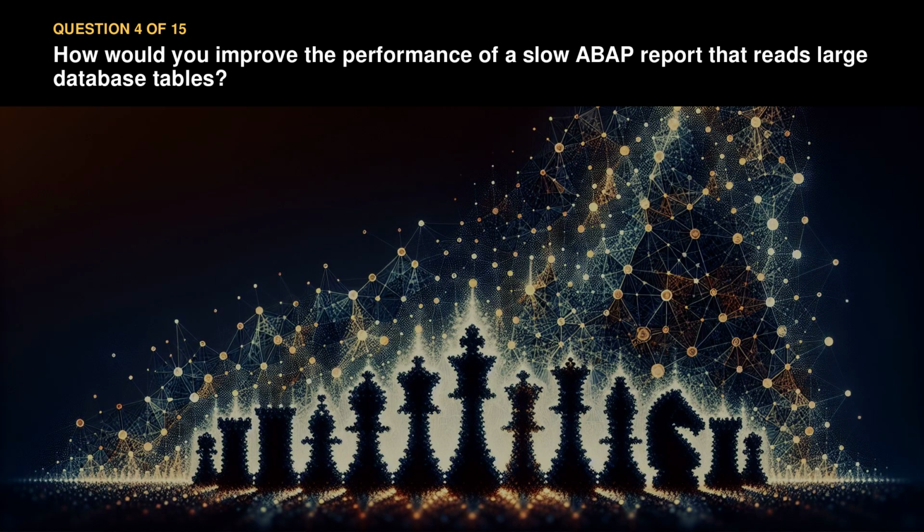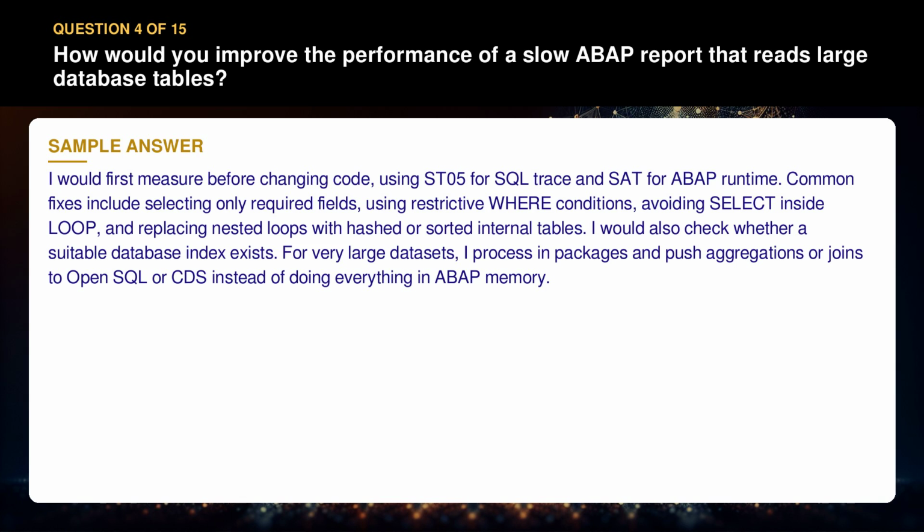Question 4. How would you improve the performance of a slow ABAP report that reads large database tables? I would first measure before changing code, using ST05 for SQL trace and SAT for ABAP runtime. Common fixes include selecting only required fields, using restrictive where conditions, avoiding select inside loop, and replacing nested loops with hashed or sorted internal tables. I would also check whether a suitable database index exists. For very large datasets, I process in packages and push aggregations or joins to Open SQL or CDS instead of doing everything in ABAP memory.